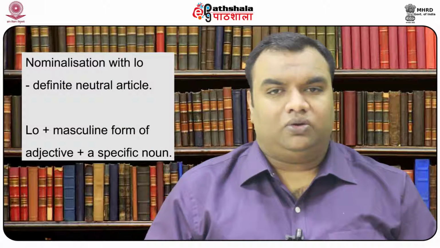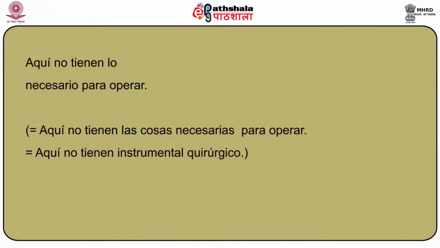Nominalization with lo, the definite neutral article. Lo never defines nouns because in Spanish there are no neutral nouns. Lo itself is used to substitute parts of speech. Lo plus the masculine form of the adjective is equivalent to the thing or things plus adjective, or a more specific noun than thing. Let us see some examples.